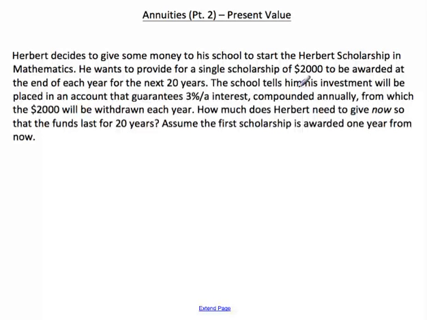The school tells him that his investment, which he gives them now as a lump sum, is going to be placed in an account that guarantees 3% per annum interest, compounded annually, from which the $2,000 will be withdrawn each year. So he will give them money, they will invest that in an account, and draw off $2,000 each year for the next 20 years, so that at the end of 20 years, all the money is exhausted and the balance in that account is zero.